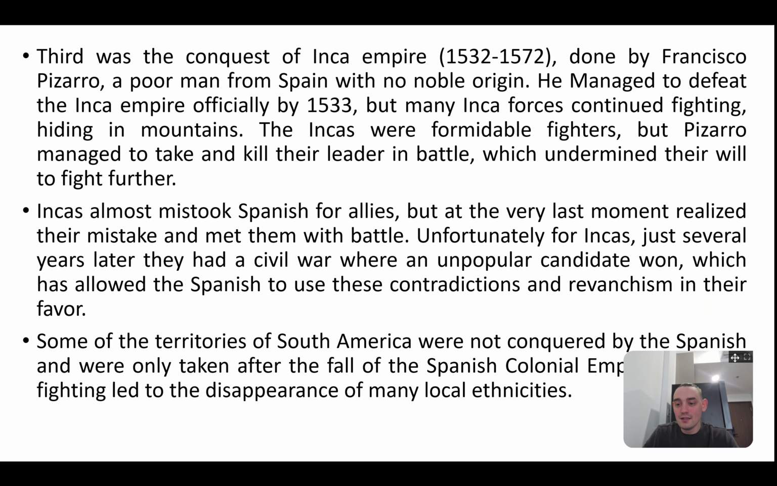The Inca Empire was conquered by another person. It was Francisco Pizarro. He wasn't a noble. He was a poor man from Spain with no noble origin. And as you can see, it took him quite a while. It took them almost 40 years to conquer it. However, the actual war was won just within a year. The empire was defeated by 1533.